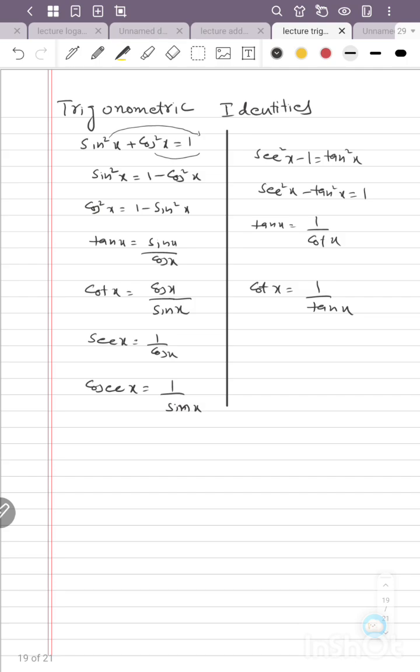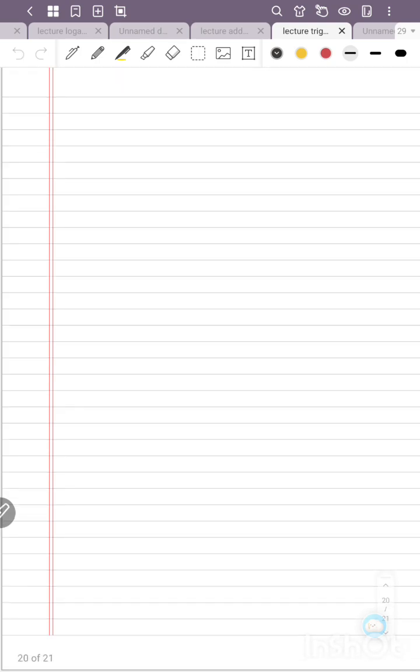We will start some questions regarding our trigonometric identities. We start with a very simple question. The question is: prove the identities. Our first question is cos of x times sine of x divided by tan of x equal to 1 minus sine square x. Dear friends, how do we write this?